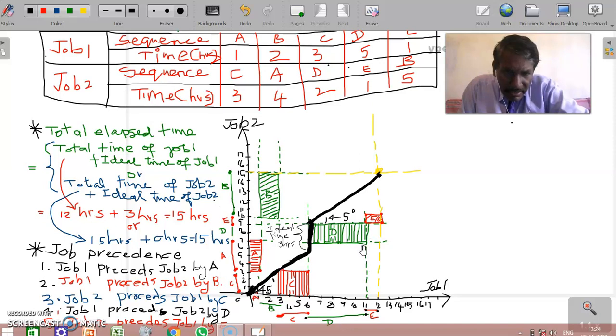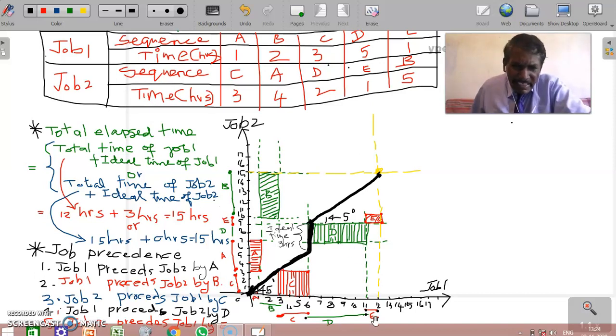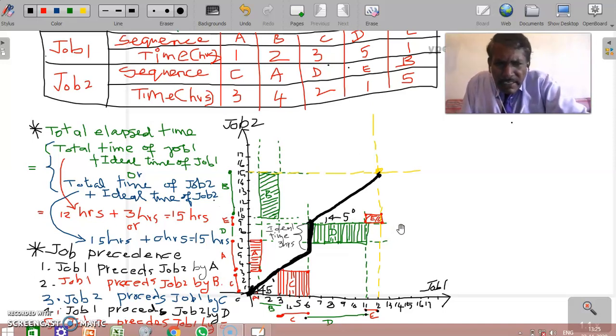The intersecting area is D. This is the machine D processing on job 2 and 1. That is this particular rectangle area. The last one, E, is from here to here. Extend this, similarly extend this, and you will get the intersecting area as this, that is A. This is the second step that you have to do.